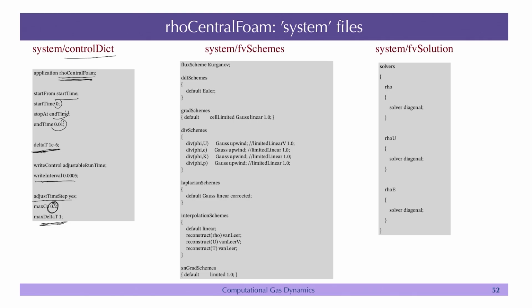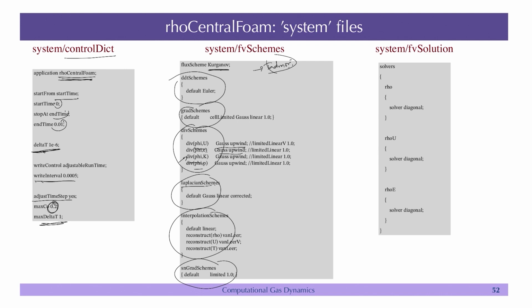And this is when I want to write it. Then you have the flux scheme. I have set Kurganov. There is also a scheme called Tadmor, but you cannot use Tadmor for, let us say, the shock tube problem. So, Kurganov is a better scheme. Then this is what I discussed: the ddt scheme, the time matching scheme, the grad scheme, the divergence scheme, the Laplacian scheme, the interpolation scheme, and the grad scheme. For all of these, U, e, and k will not matter because we are not solving a turbulent flow problem. But otherwise you can see that I have chosen Gauss upwind. You can play around with this scheme. These are very critical: you should choose a correct scheme so that you are not compromising on accuracy, and at the same time the solution does not blow up.